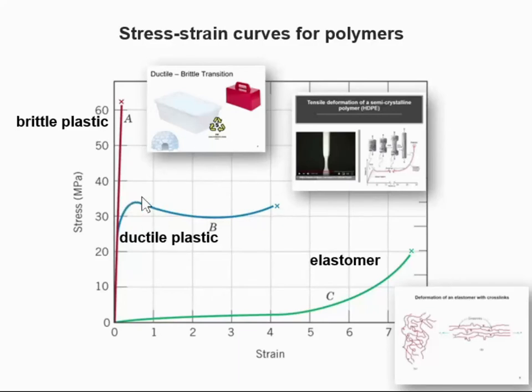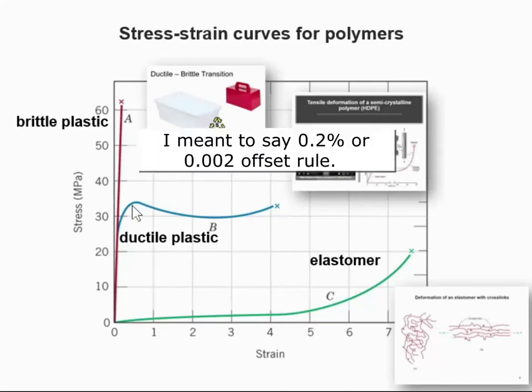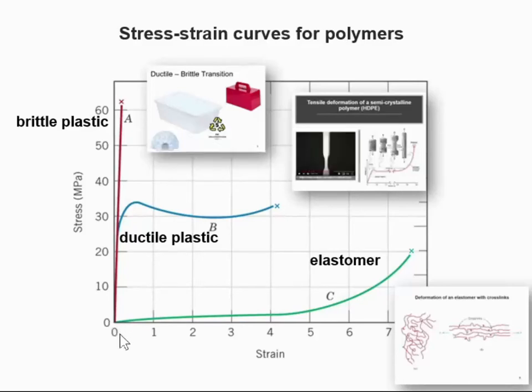The yielding shows up here as a peak now in the polymers. We no longer have the 0.02% offset rule because the strains are much, much larger. 0.02 is well within the elastic region for a polymer. So for ductile plastics, we can see the yield showing up here as a peak. And then we have our brittle behavior, and we just have the elastic modulus on up until we get fracture.